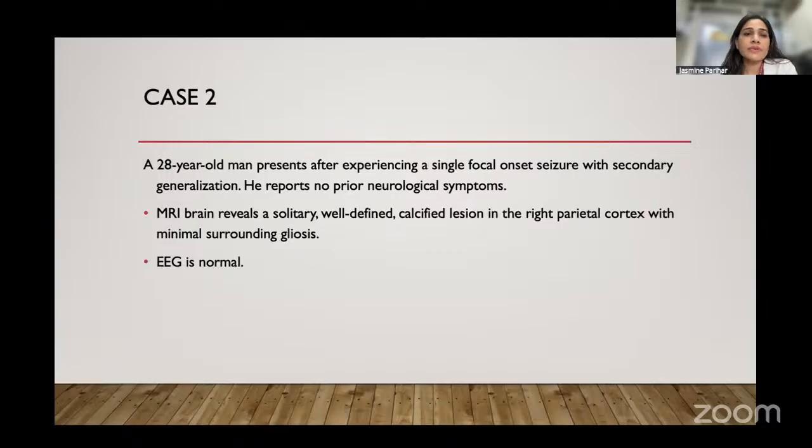In the second case, we have a 28-year-old man who presents with a single episode of focal onset seizure with secondary generalization and no prior neurological symptoms. MRI brain reveals a solitary, well-defined calcified lesion in the right parietal cortex with minimal surrounding edema, and the EEG in this patient is normal.